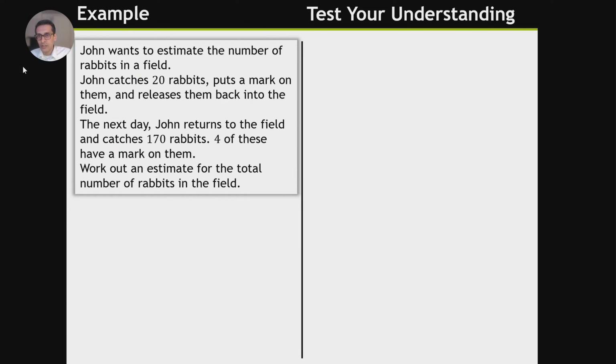Okay, so we can see that John catches 20 out of a population of n, and then from the sample, 4 out of 170 are marked. So we're going to say 4 out of 170 is equal to 20 over n. We can then cross multiply this. So 4n equals 170 times 20, which is 3,400. And then we can divide both sides by 4, and that gives us 850. So that's an estimate for the total number of rabbits.